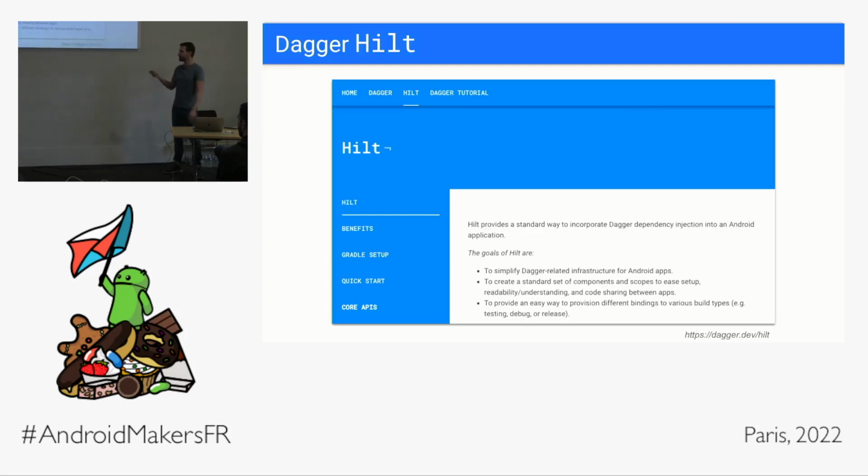And here's Dagger Hilt. With Dagger Hilt, the goal is to simplify the use of Dagger for Android development. And the way they do it is they define some standard components that you will use. And by the way, this is a screenshot from the documentation of Dagger Hilt, and they really did a good job with this documentation. I mean, it's really a clear and understandable documentation. I think they really did a good job, and they also improved the Dagger documentation as well.